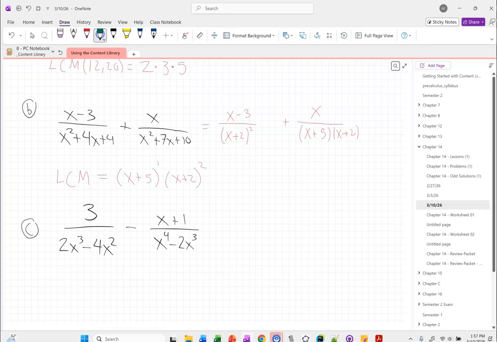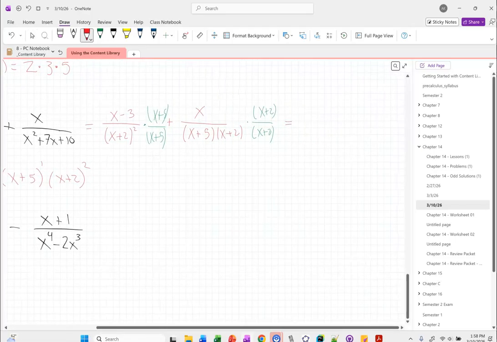Okay. What do I need to multiply this first fraction by to get that least common denominator? I have the x plus 2 squared, but I'm missing the x plus 5. What do we have to multiply the second fraction by? x plus 2. I need another x plus 2, right? I have an x plus 5, and I have one x plus 2, but I need a second one. Is everybody happy? You feel comfortable on how I made the least common denominator here?